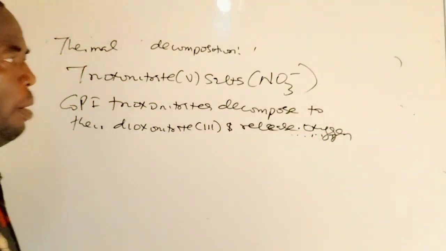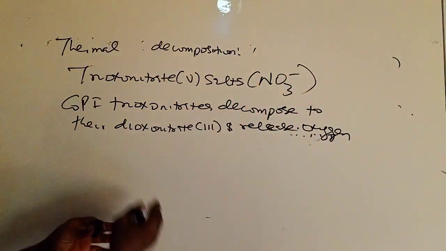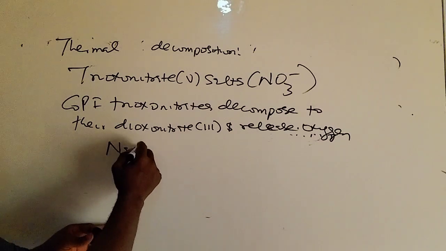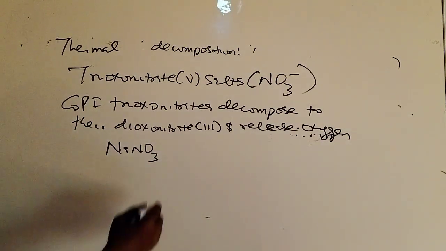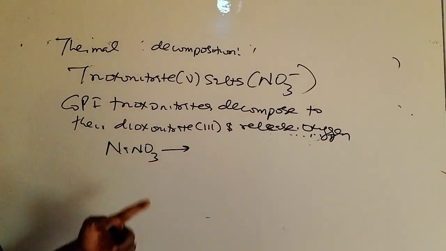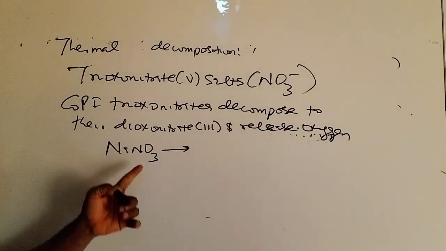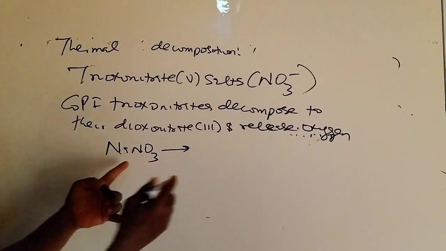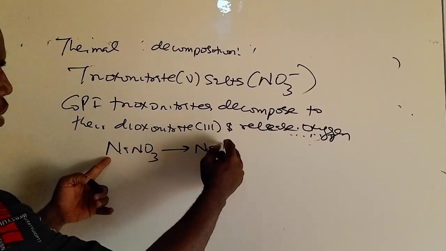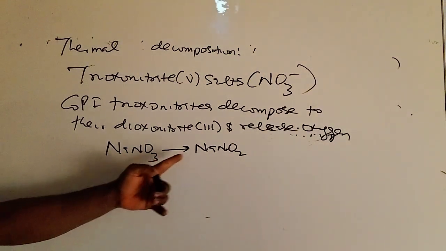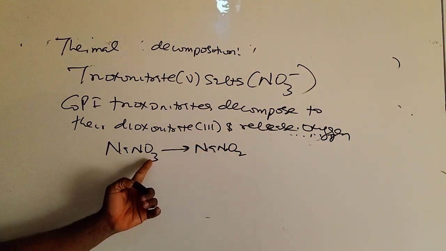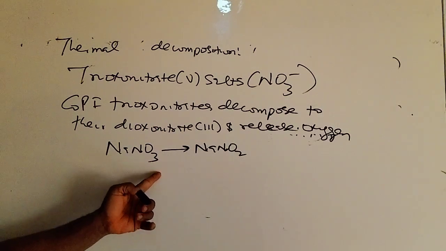So if I put a group 1 metal here to form a salt, like sodium, I have NaNO3, sodium trioxonitrate(V). If I heat it, this is tri, also. You're going to give it the dioxonitrate(III). That is remove 1, that is 2. Remove 1 oxygen, you have NaNO2, sodium dioxonitrate(III). So from trioxo to dioxo, abstracting 1 oxygen here.